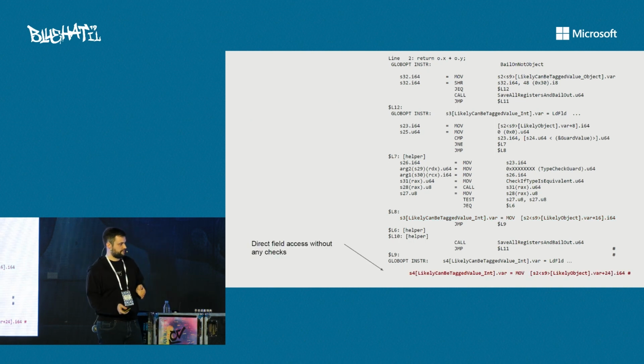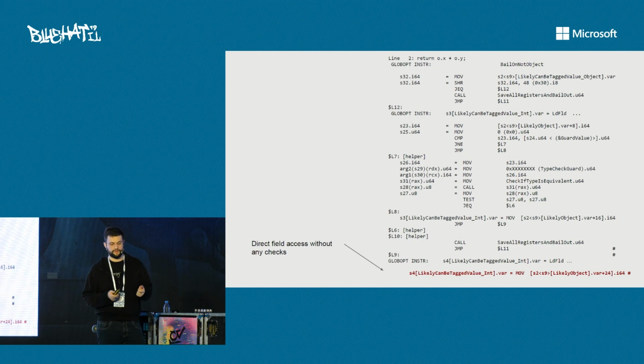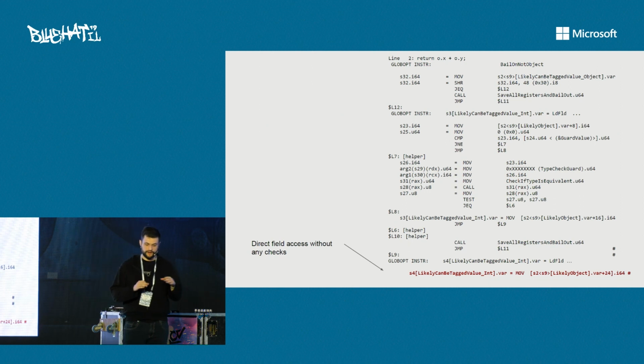And now when we fetch O.Y, we see that we only have one assembly instruction, which this time fetches from offset 24 of the object, which is where property Y will be. The interesting thing here is that, once again, if all the assumptions actually held true, then you don't execute a lot of assembly instructions to check that the thing is correct, and then you have direct memory access to fetch the object property itself.